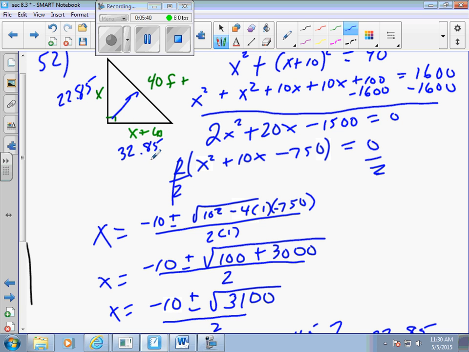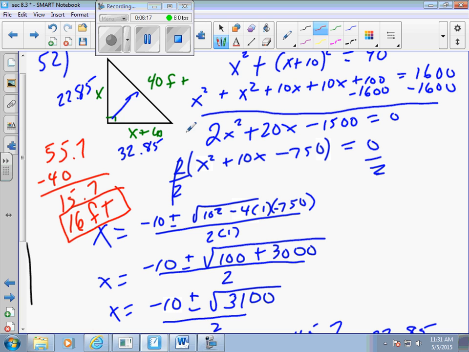The question is asking how much distance do you save by walking the diagonal instead of going along the outsides. So if I add these two together, I get 55.7. If I subtract from 40, because 40 is the diagonal, the amount of distance they're saving is 15.7. And of course, they said round to the nearest whole number, so 16 feet is how much you save by taking the diagonal instead of walking all the way around.